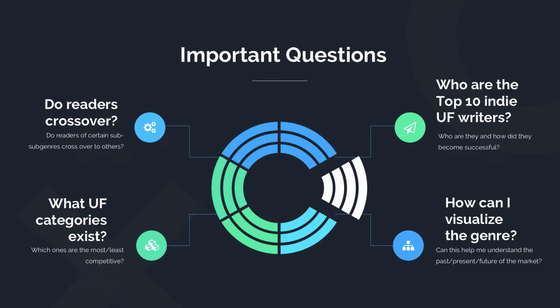And then lastly, which I think is the most important question, because I think ultimately this is what will guide me in the rest of my journey, is how can I visualize the genre? Is there a logical way of visualizing the different subgenres of urban fantasy so that I can understand the history of the genre, the current state of the market, and potentially where it's going?